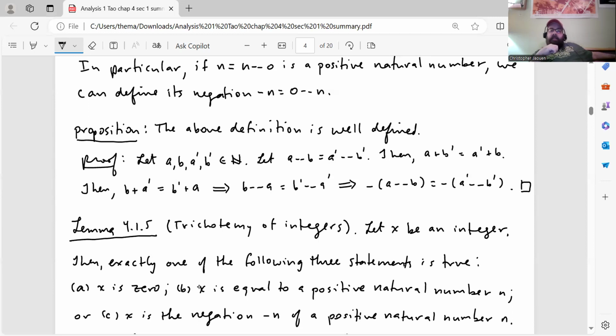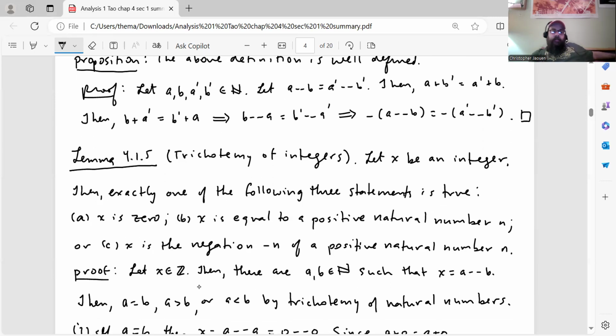Then a plus b prime equals a prime plus b. Then b plus a prime equals b prime plus a, which implies b minus a equals b prime minus a prime, which implies that negative a minus b is equal to negative a prime minus b prime. Right, so negation is well defined.